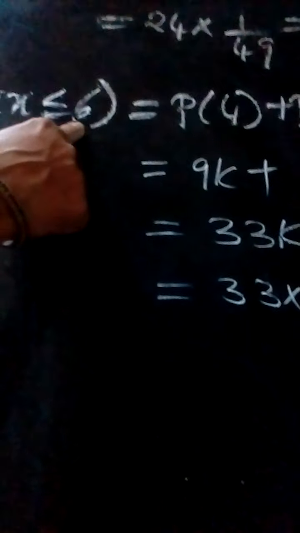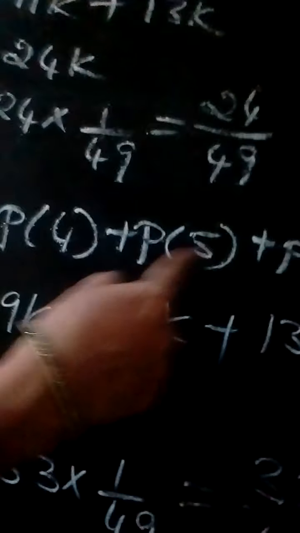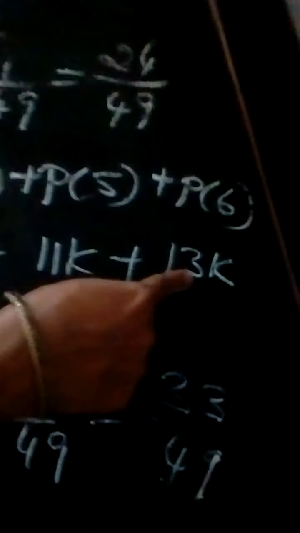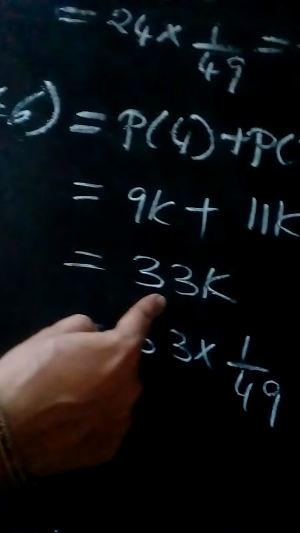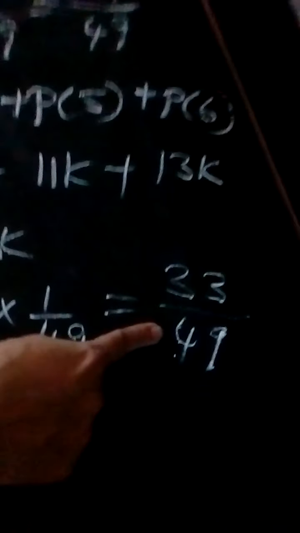Similarly, the second one, probability of x lying between 3 and 6. Strictly it is less than x, so 3 will not come, only the values 4, 5, 6 will come. So probability of 4 plus probability of 5 plus probability of 6. Its values are 9k plus 11k plus 13k, so 33k. Substitute the value of k, which is 1 upon 49. So the answer is 33 upon 49.